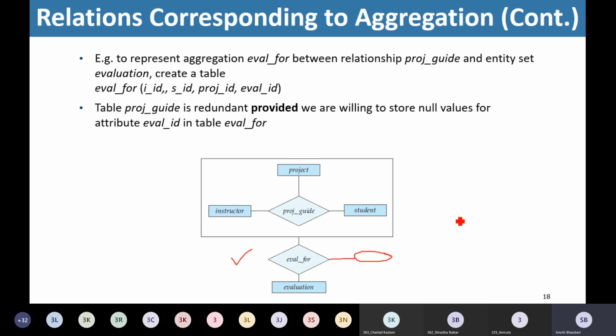Yes, ma'am. Fine. So with this, we have talked about various different constructs in the ER model and how all those ER model constructs can be converted into a tabular form.